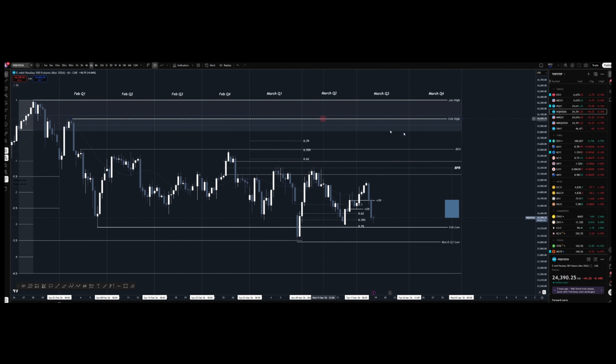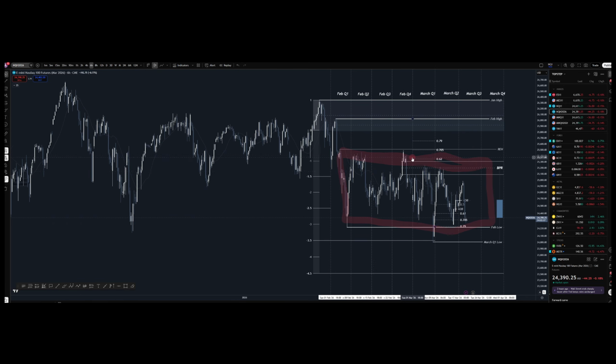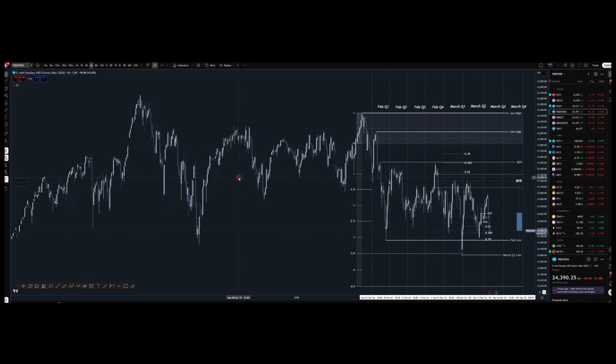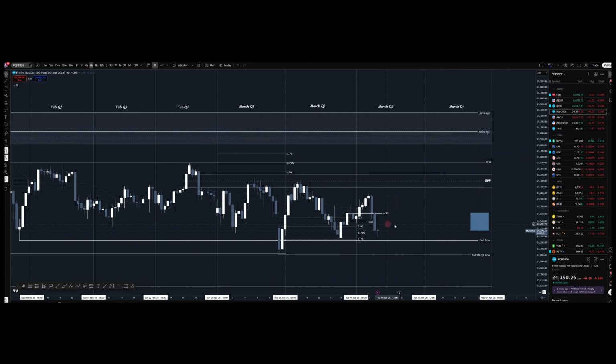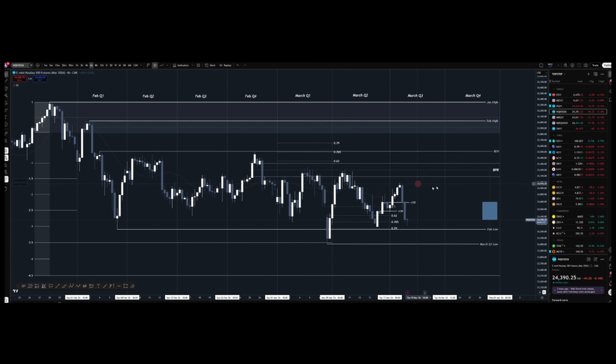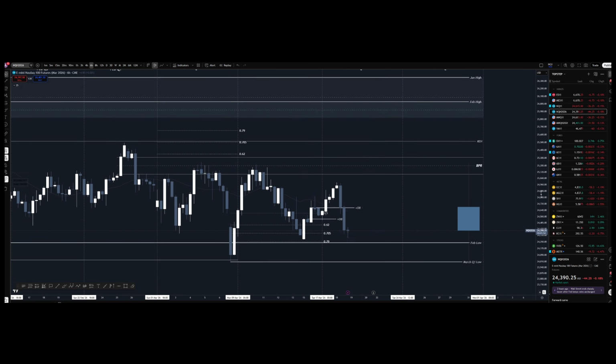So February and March have been a bit tricky because we are in this big consolidation range, whereas previously we just kept heading up. The last quarter of last year was very nice, mapping it out this way. So let's have a look.